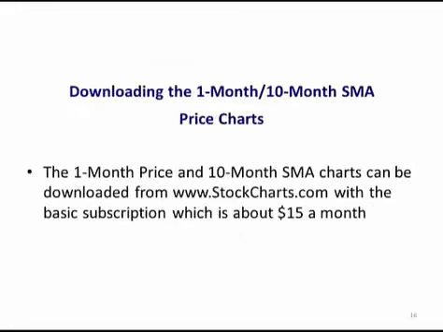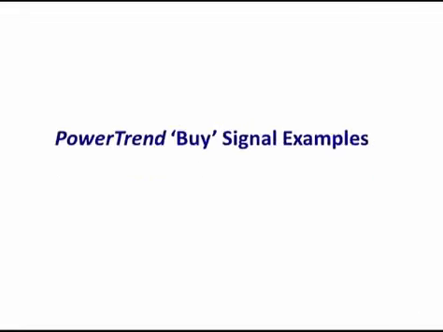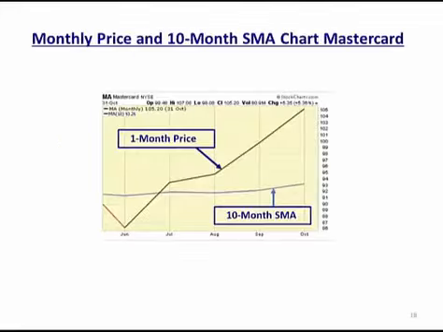You can download the 1-month price and 10-month simple moving average from stockcharts.com, and you need the basic subscription at StockCharts, which is about $15 a month the last time I checked, and they have a lot of valuable charting information on this website, and we use it day in and day out to analyze our stock and option trades.